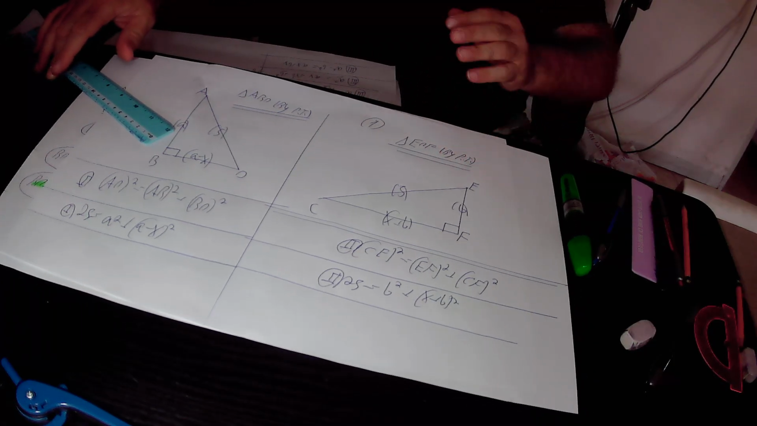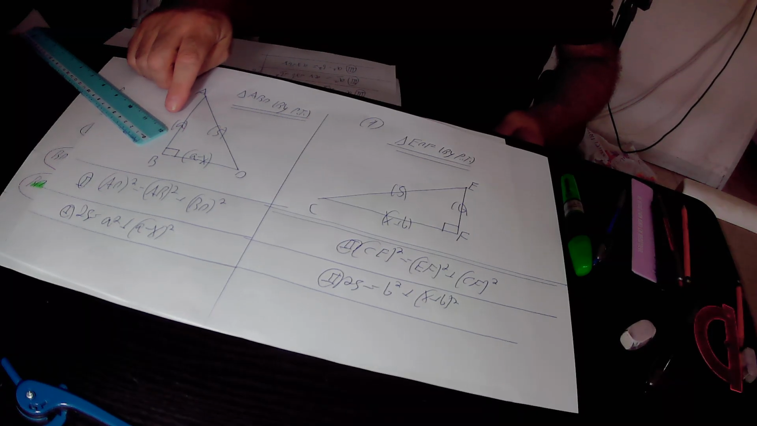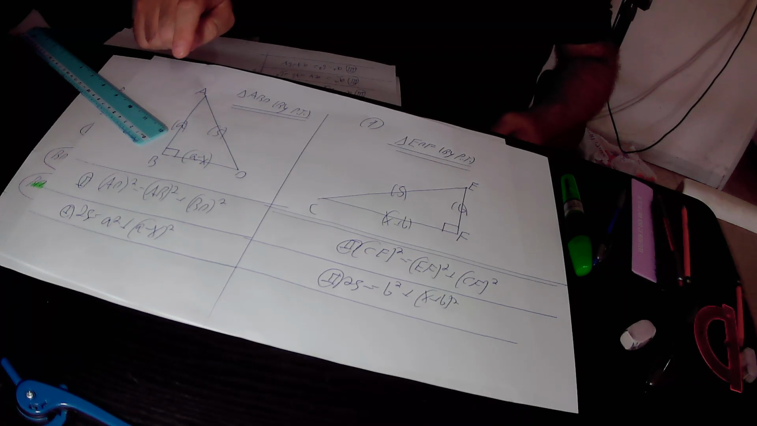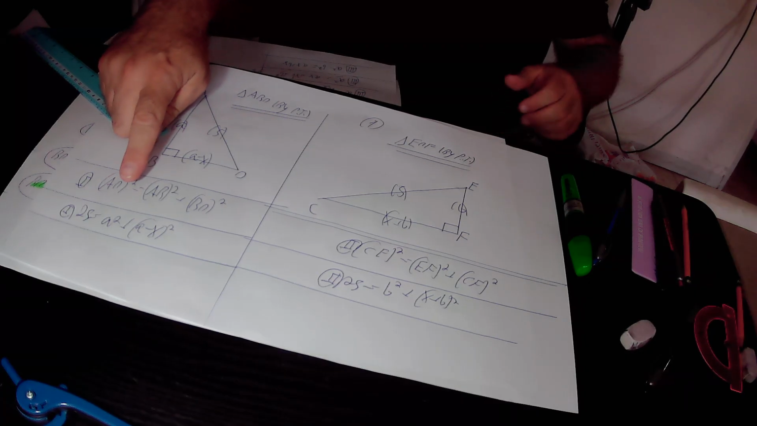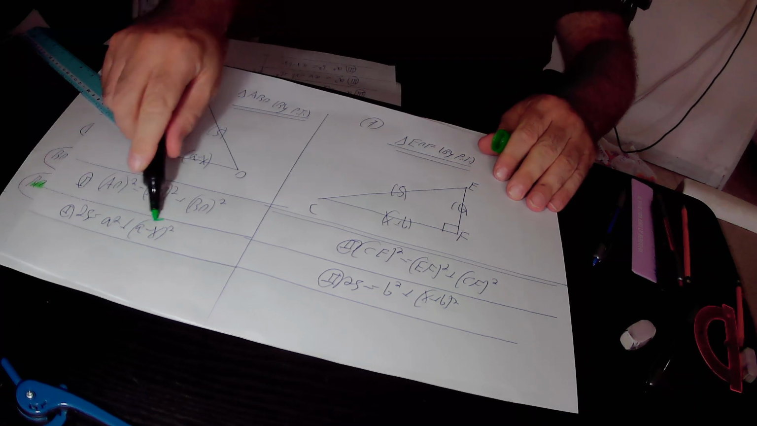AO is 5, therefore AO square is 5 square, this is 25, and it is equal to AB square. AB is A, therefore AB square is A square, plus BO square. BO is A minus X, therefore BO square is A minus X square. So in total, according to equation 1, we have found out that 25 equals A square plus A minus X square.